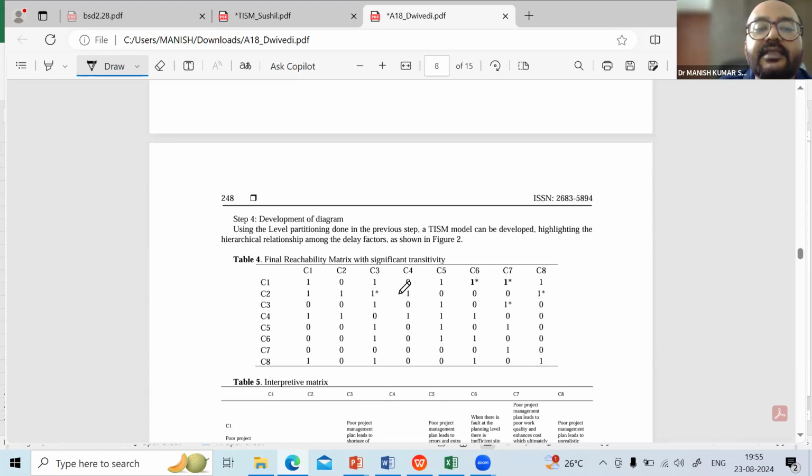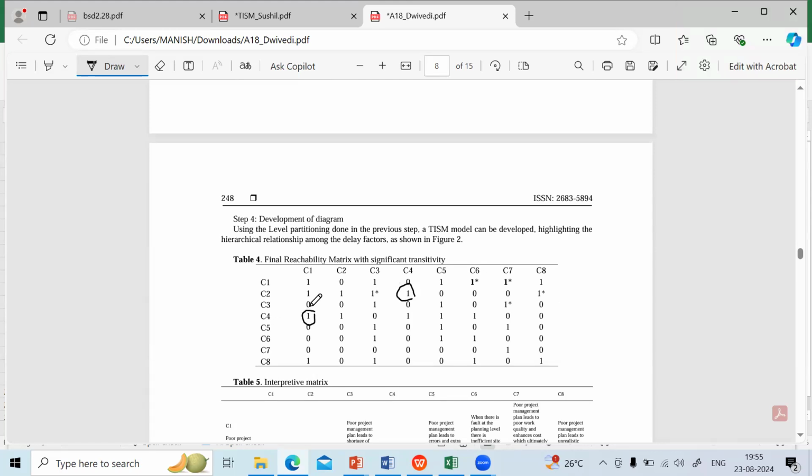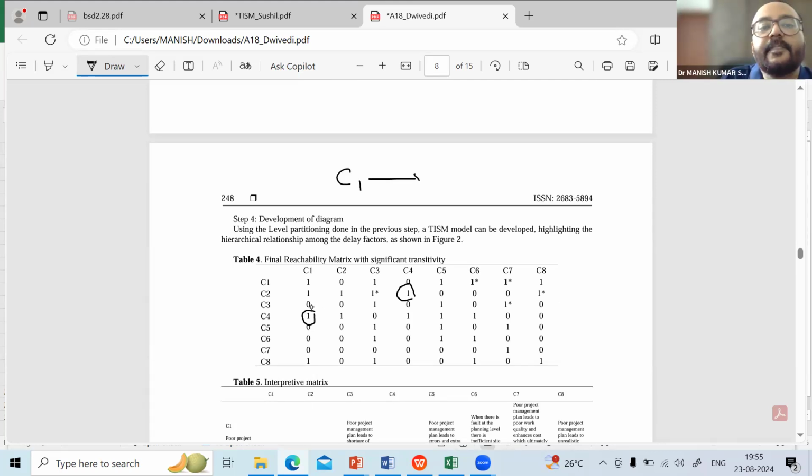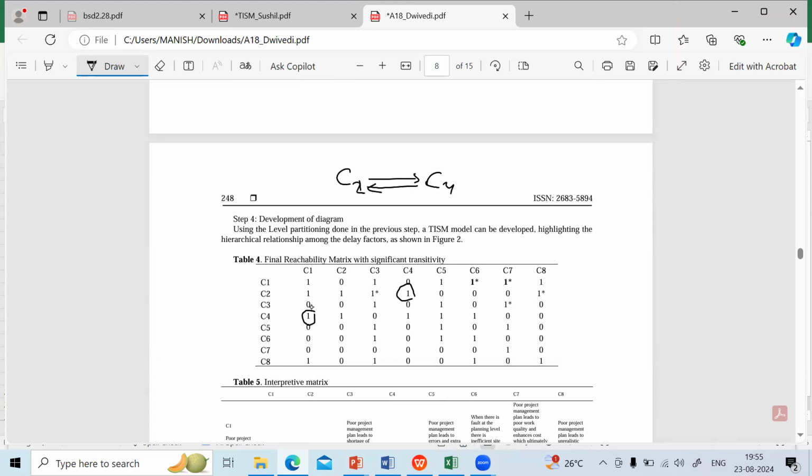Is C2 impacting C4? 1, yes. And is C4 impacting C1? Yes, so it is direct. It means directly. So C2 and C4 have a direct relationship. But it is also an interrelation. I mean, C2 is also impacting C4 and C4 is also impacting C3. This will be there. So this is the first one.